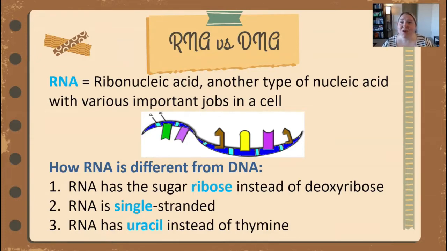And lastly, DNA has the A's, T's, G's, and C's. RNA does not have thymine. There is no T. Instead, we replace it with U. And that's one of the biggest ways we can tell whether it is a DNA strand or an RNA strand. If it has a U, it's got to be RNA.